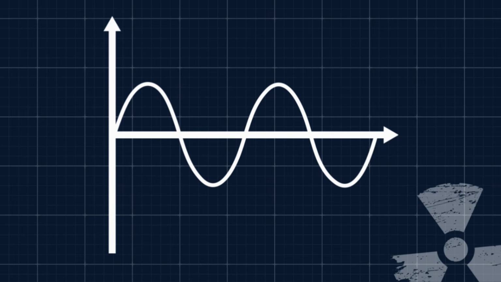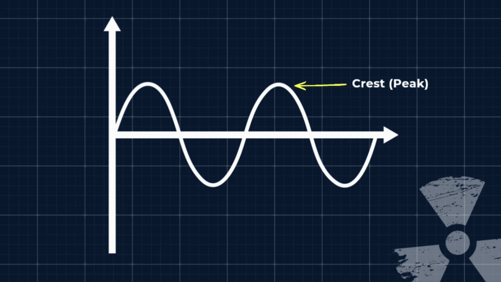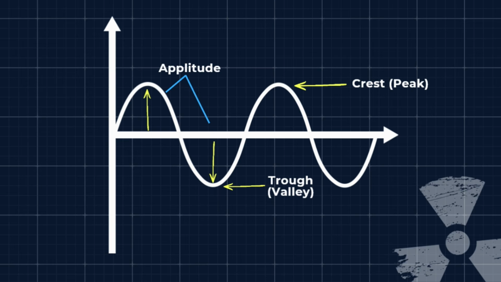As you can see here, it has 3 distinct parts. This is the crest or peak. This is the trough or valley, and this is the amplitude, which is the distance from the center or resting line to the crest or trough, depending on which direction you're measuring.